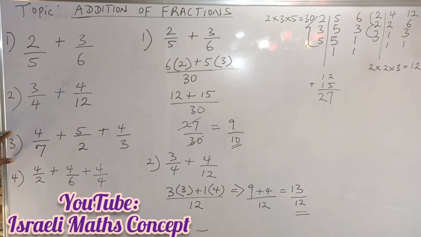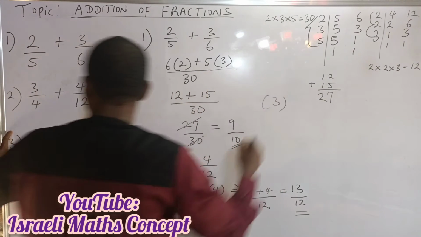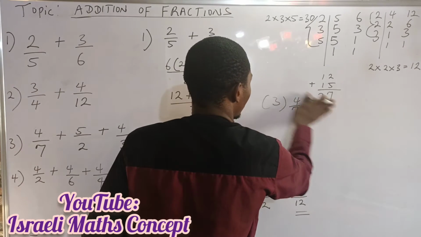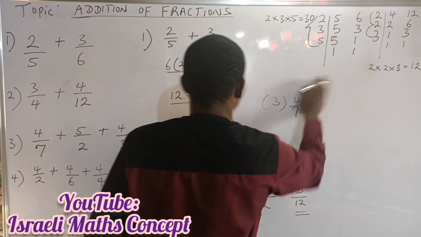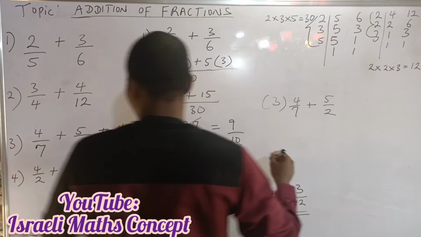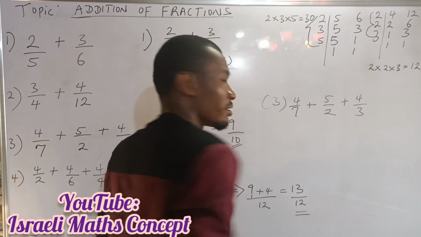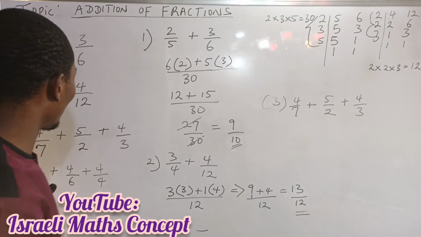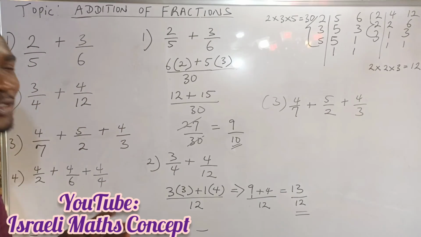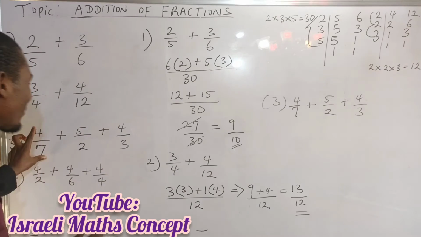Let's also solve for number 3. Number 3 question says 4 over 7 plus 5 over 2 plus 4 over 3. The same thing we did for number 1 and 2 is the same thing to do for number 3. Some pupils and students will say this one is so tedious and difficult, because we have up to 3 fractions.